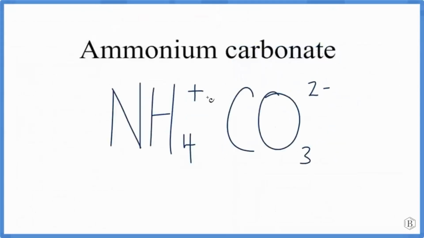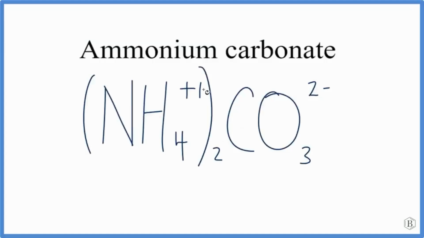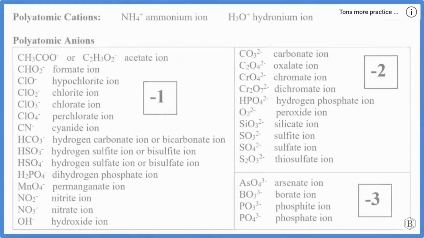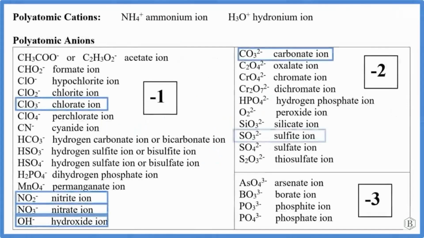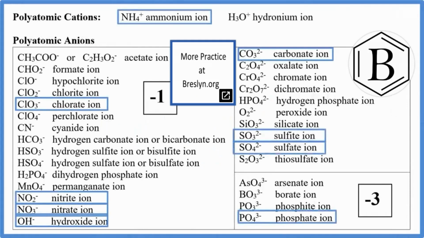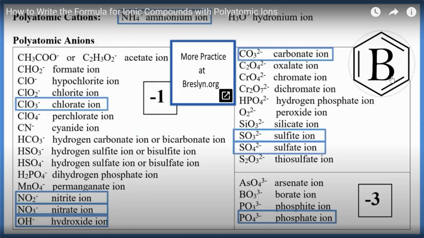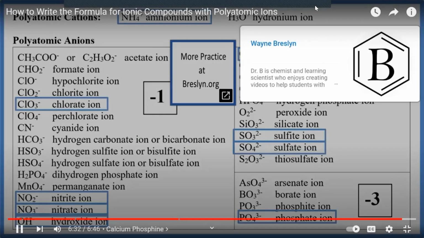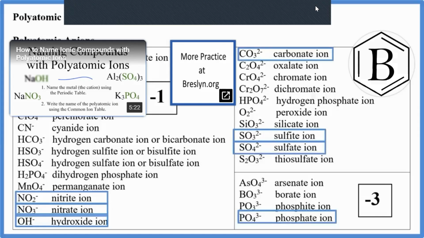We have this plus 1 charge here, and then we have the 2-. We know that we're going to need 2 NH4 ions to cancel out the -2 here. So if we put a 2 here, and then we need parentheses, that'll give us 2 times +1, so that +2 will cancel out this 2-, and that makes this the formula for ammonium carbonate. To make your life a lot easier, I recommend, at the minimum, memorizing these polyatomic ions. That way you can quickly name and not spend a lot of time going back and forth to the list of polyatomic ions. For lots more practice naming and writing formulas, visit breslin.org.